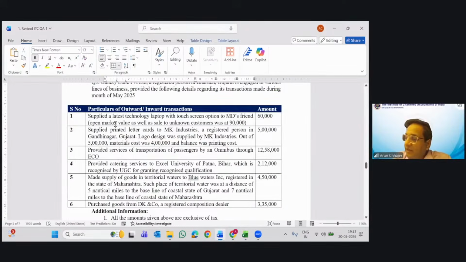इस case में, what would be the value of the goods? Will you take the open market value or will you take the transaction value? One is saying 60, one is saying 90. What about the rest of the participants? Technology, MD friend, open market value is 90, but I'm selling at 60.